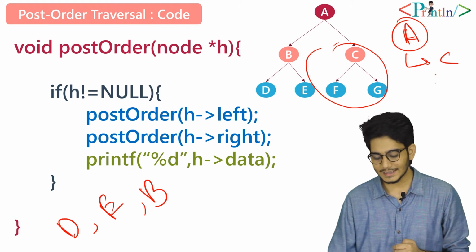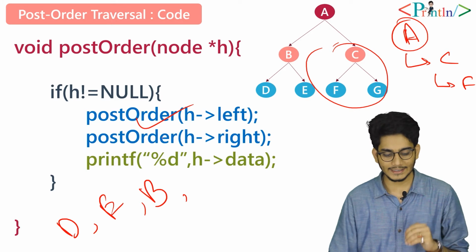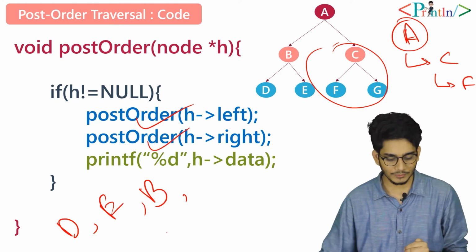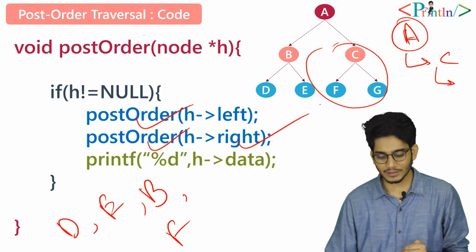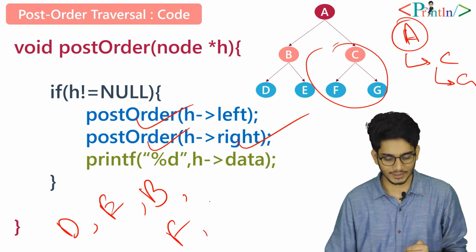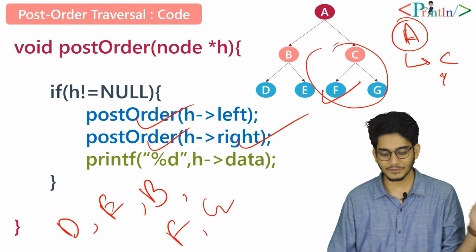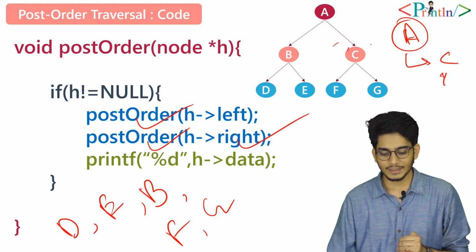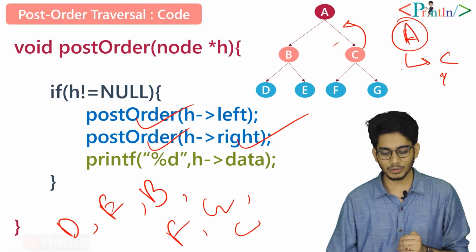Now C has at its left F. Now we'll go for the left of F, that is null, and the right of F, that is also null. Then we'll print F. Then the control will go to C, then we'll call the right of C, that is G. We check the left of G, that is null, and the right of G, that is null. Then we'll print G. The control will go to C because we have successfully printed left and right. Now we'll go for the root, that is C. Then we'll print C. Now the control will go to A.